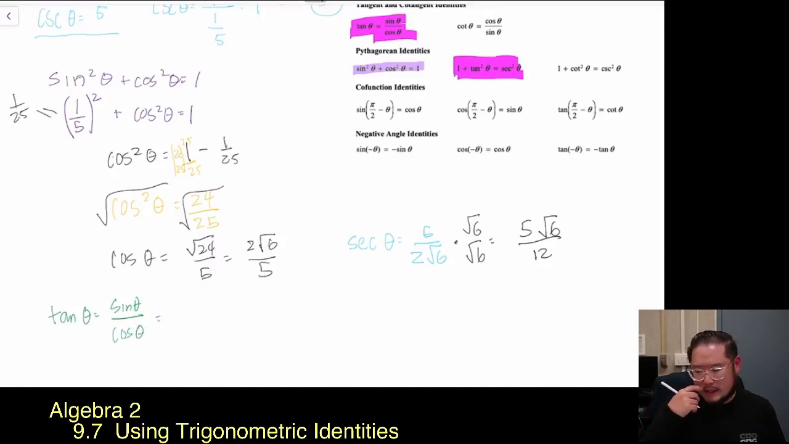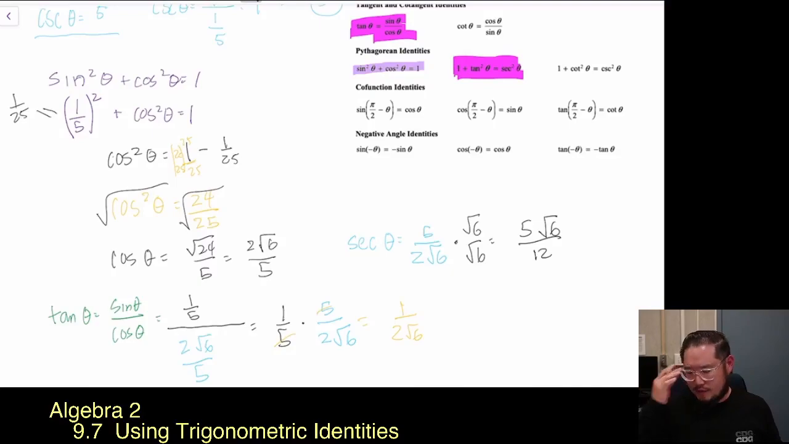I already know what sine theta is from the very beginning of our problem. That's 1 over 5. Let's go ahead and divide that by cosine theta, which we just figured out up above, and that is 2 rad 6 over 5. So once again, when I am dividing fractions, you got to multiply by the reciprocal. So I got 1/5 times now 5 over 2 rad 6. So let's now simplify things out. Cancel out the 5s, and I'm left now with 1 over 2 rad 6.